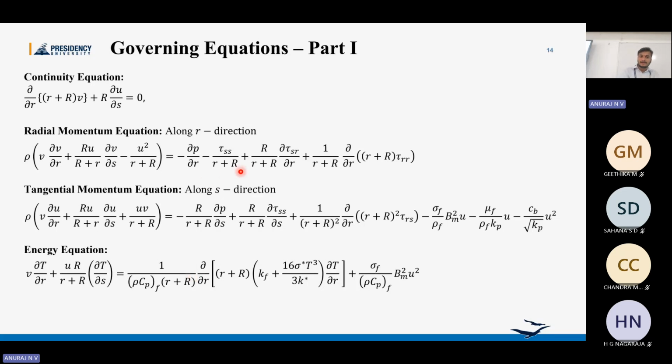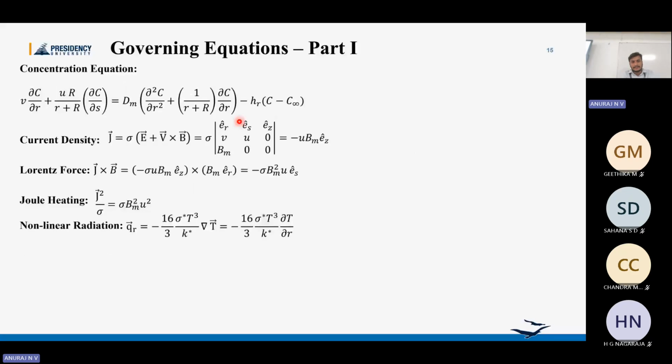Here all the shear stress parameters are also mentioned, as we can see. And here we can also see that I only consider the magnetic field along the R direction, and Lorentz force, Joule heating, and nonlinear radiation. Here I am neglecting the electric field; only the magnetic field I am considering here.